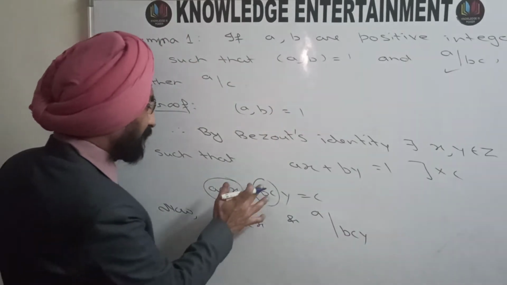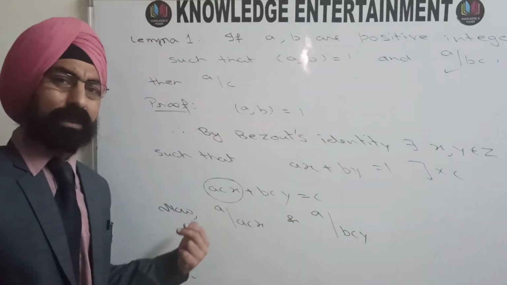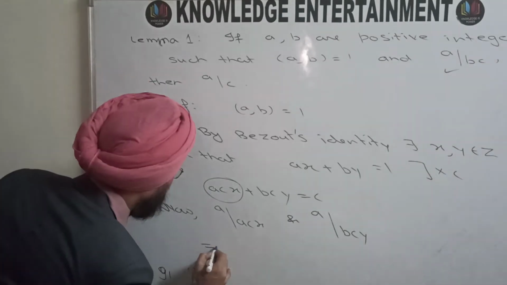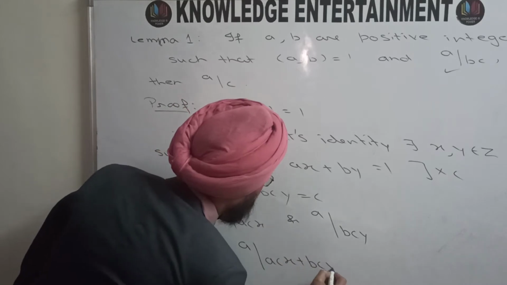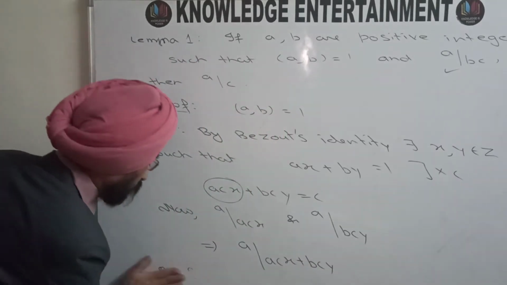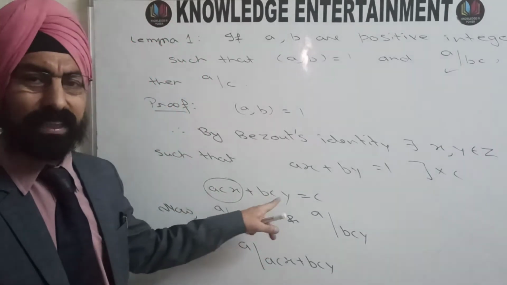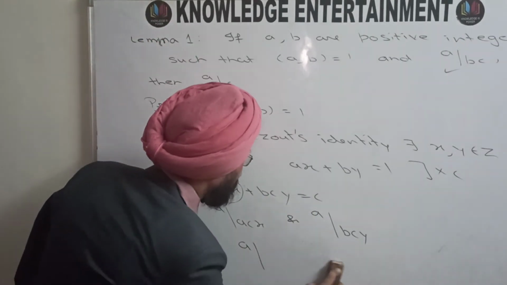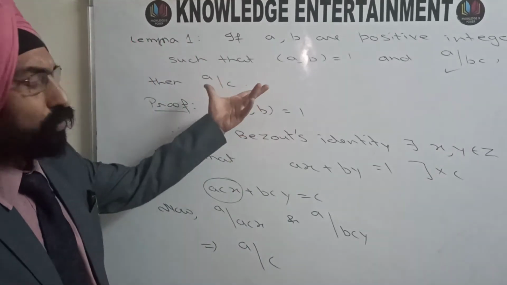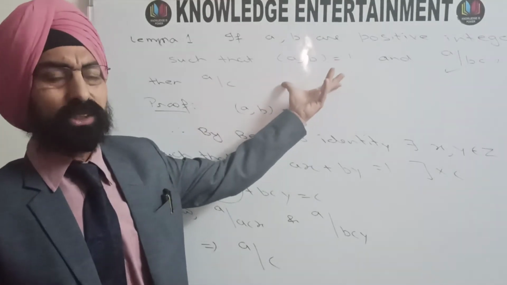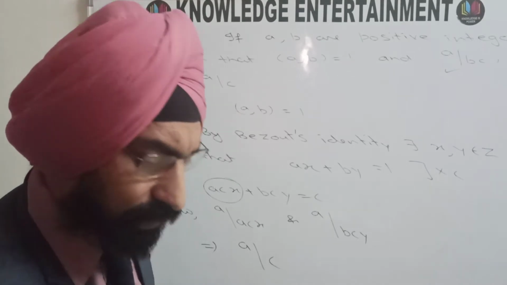Now A divides ACx, A divides BCy, so A must also divide their sum. So this means A divides ACx plus BCy. But what is ACx plus BCy? It is equal to C. So you can replace ACx plus BCy by C. So A divides C. So we have proved that if GCD of A and B is 1 and A divides BC, then A divides C. So the first lemma is proved.